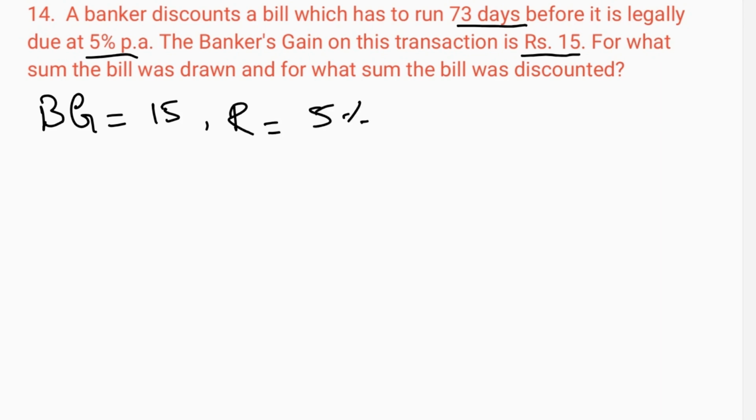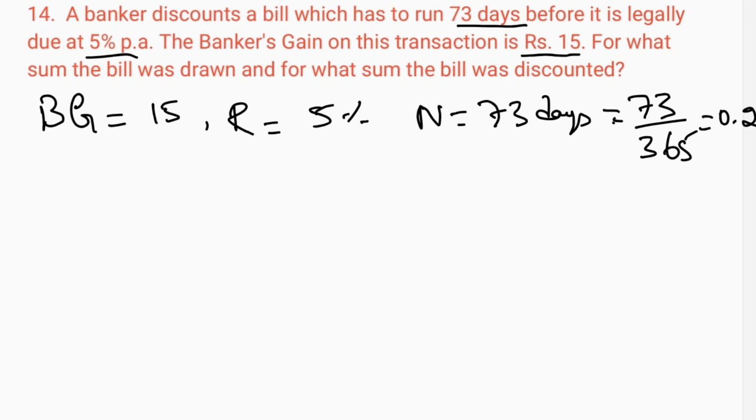Rate of interest was 5% and n is 73 days. So 73 divided by 365, you will get 0.2. So this is the data. For what sum the bill was drawn? The face value, that is the amount you have to find. For what sum the bill was discounted? That means the discounted value also you need to find out. These two you need to find out.